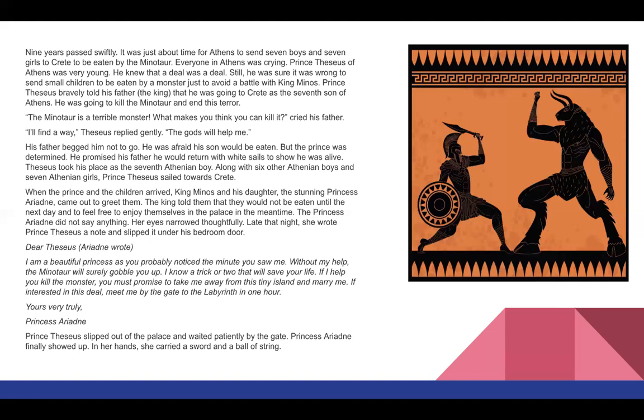He was determined. He promised his father he would return with white sails to show he was alive. Theseus took his place as the 7th Athenian boy. Along with 6 other Athenian boys and 7 Athenian girls, Prince Theseus sailed towards Crete.